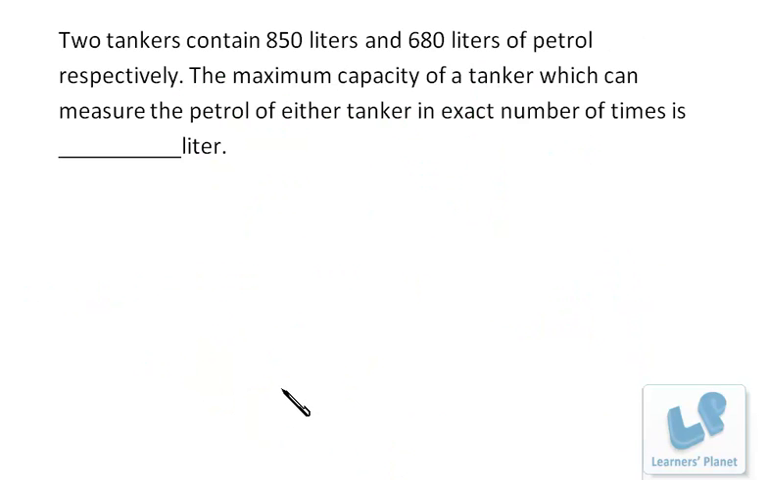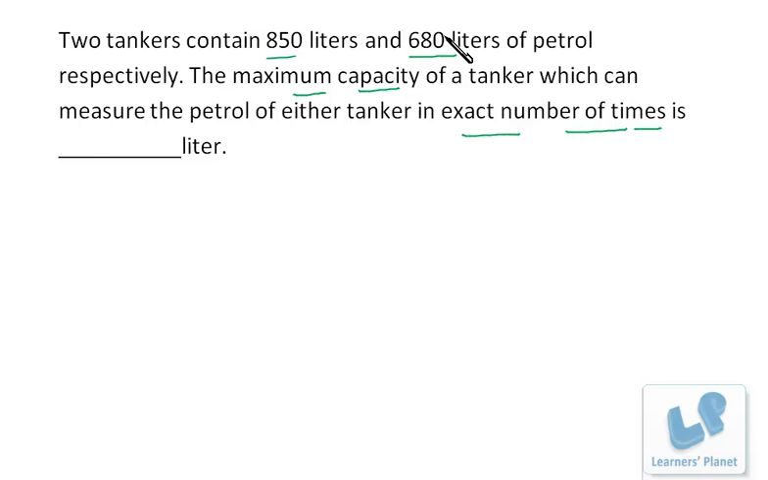Now friends, we have this question. Two tankers contain 850 liters and 680 liters of petrol respectively. The maximum capacity of a tanker which can measure the petrol of either tanker in exact number of times. Exact number of times. That means the capacity of this tanker should be a factor of 850 as well as 680, right? And we have to find out the maximum capacity. That means we have to find out the HCF of 850 and 680, right?